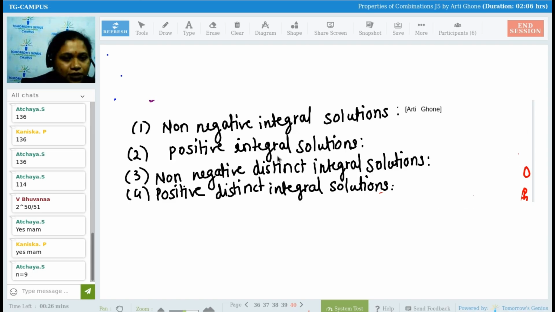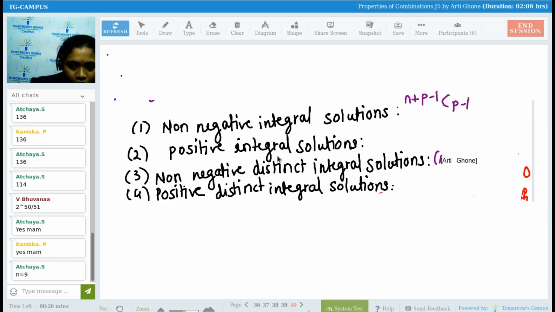Okay, so what is the answer of the first case? Directly as it is, n plus p minus 1 C p minus 1. That is already applicable, since a non-negative integral solution is asked. We have already done this type of question. Now I am taking a distinct case of the same.